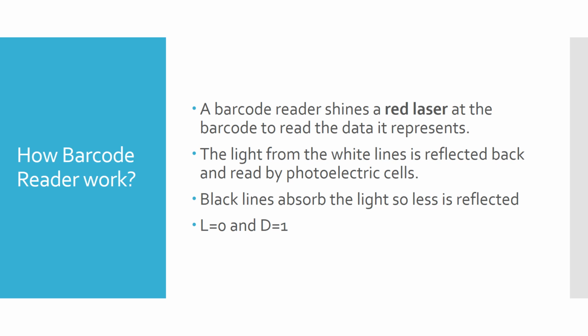So how does the barcode reader work? Basically, a barcode reader will read the barcode. It shines a red laser at the barcode to read the data it represents. The light from the white lines is reflected back and read by photoelectric cells, and the black lines absorb the light, so less is reflected. Means if there is a white area, light will be reflected back, and L represents light, and light represents 0. And D means darker area, means less light is reflected, so it means it's on, and it's 1.